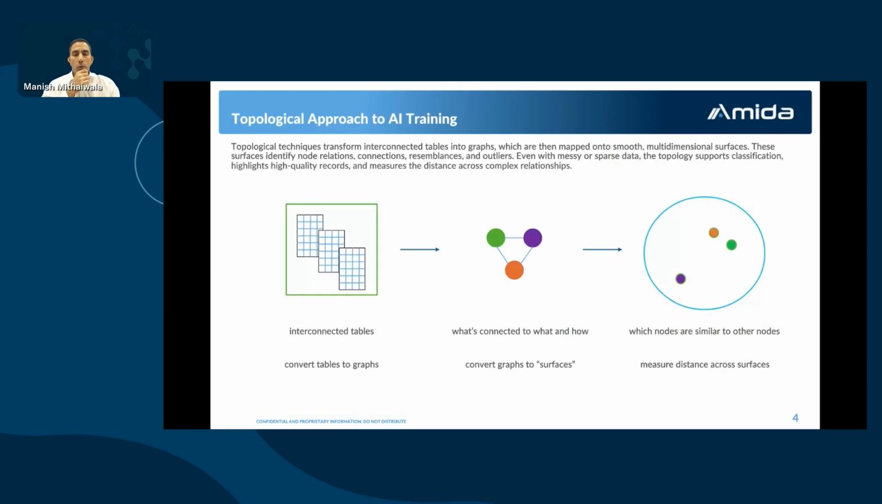Let's look at this approach from a topological perspective. We start from clustered tables, things like hospitalizations, diagnoses, and procedures, and convert them into a graph. The graph perspective allows us to view what is related and how directly. Taking this a step further, we transform the graph into nodes and into points in a multi-dimensional space.